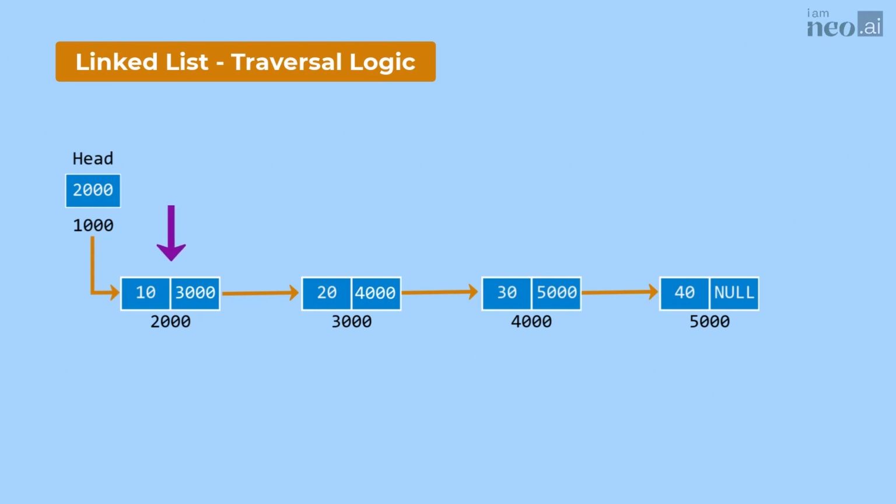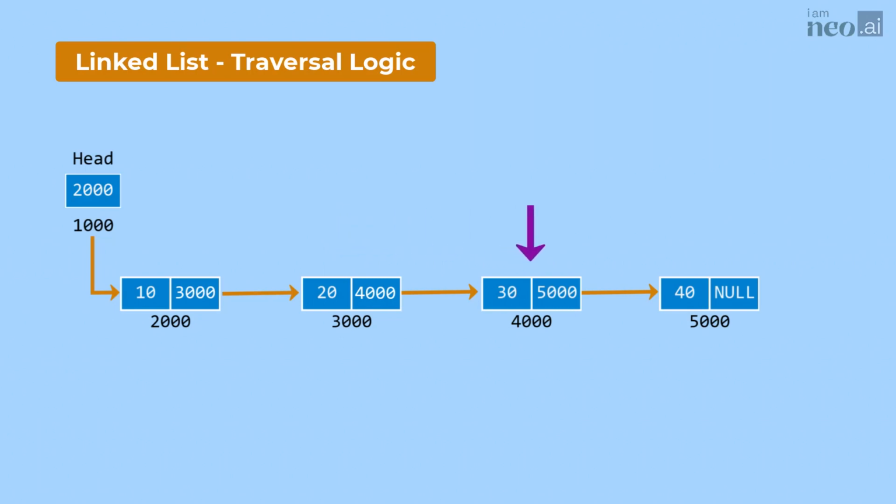So I have certain data. I'll print the data 10 from this particular node. After printing 10, I'll go to the next node. The next node address will be stored in the address part. I'll go to the next node, which is 3000. So here this 3000 is not equal to null. So I'll print the data 20. After printing 20, I'll go to the next node called 4000.